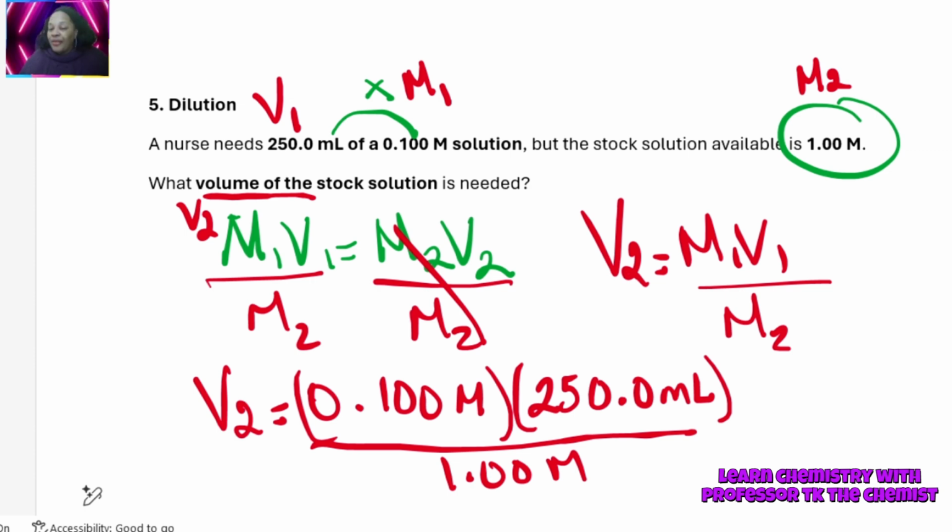So now I am going to cancel out my molarity right here. See that? And now go ahead and plug this in: 0.100 times 250. And then, if you just divide that by 1, you're still going to get the answer, which is 25 milliliters. That is your answer right there.